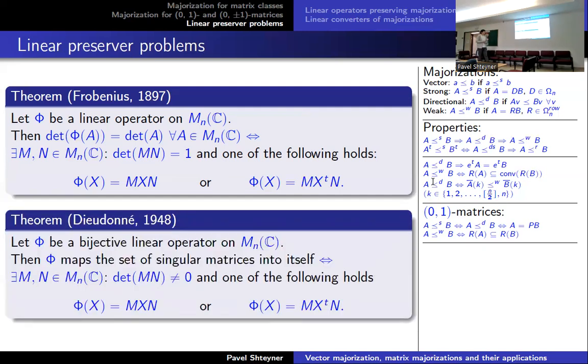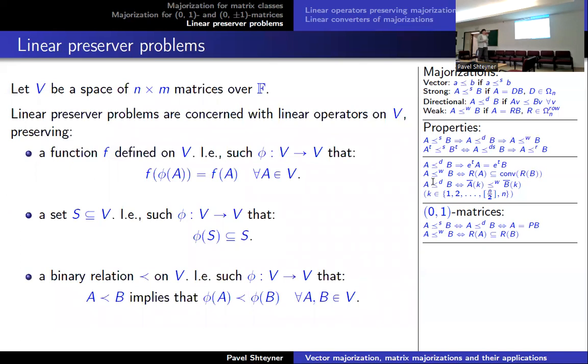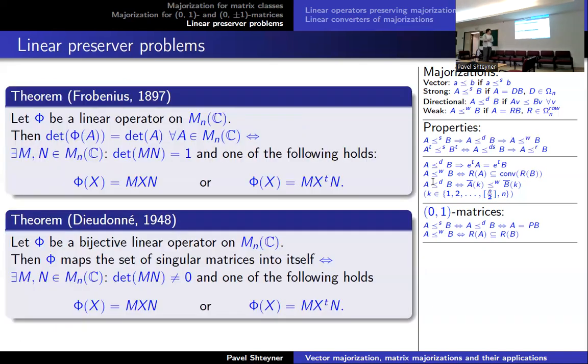The second result is probably due to Dieudonné. It's quite a similar result. It's a characterization of maps that preserve the set of singular matrices. So the image of a singular matrix should be a singular matrix. And you have something very similar. The only restriction now is that M and N should be invertible. So this is a generalization of the idea of the previous result. Here you have all the preserving operations. So if the determinant is zero, it's essentially the same as the previous case.